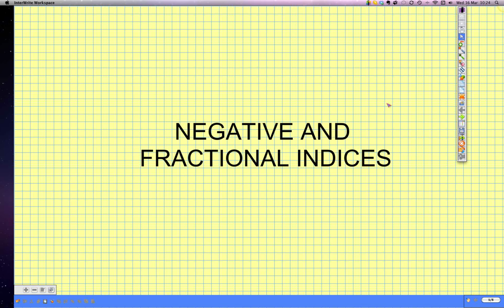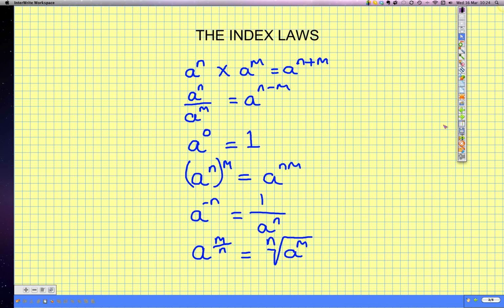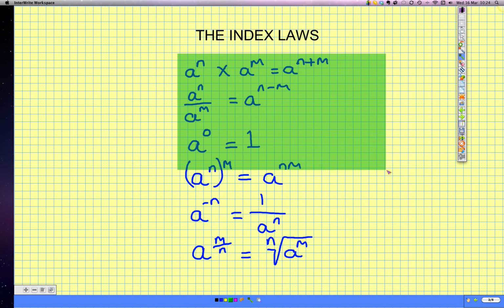Okay guys, have a look at negative and fractional indices now. Here are the index laws, or the power laws as you might know them. Basically, from what I've seen from your Churchill papers, you guys are totally okay with these first three. Bear in mind that of course you don't get these on your formula sheet, so you do have to know these, and you guys are totally fine with the first three.